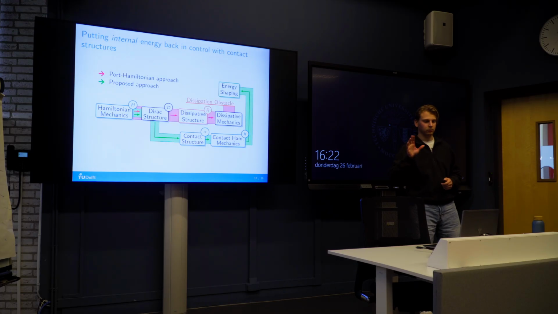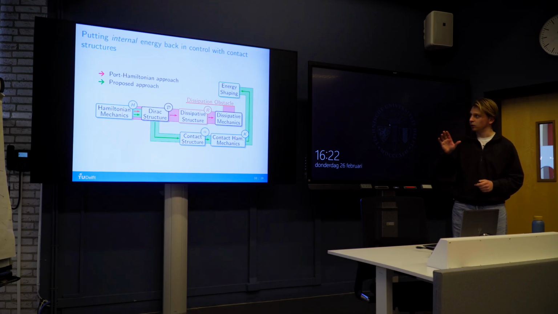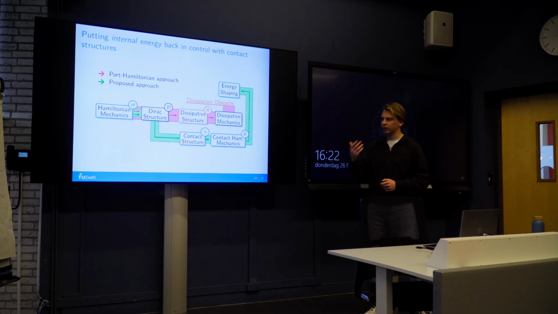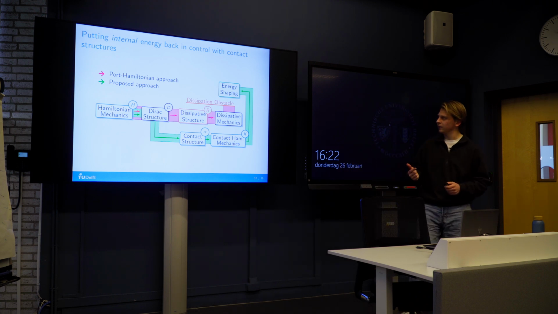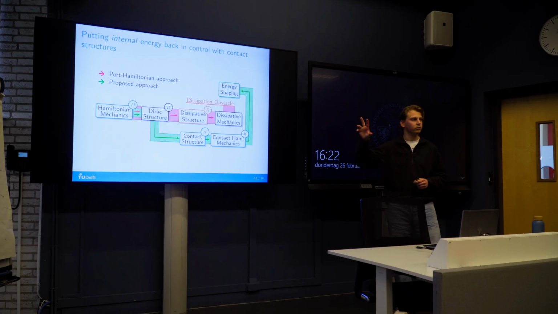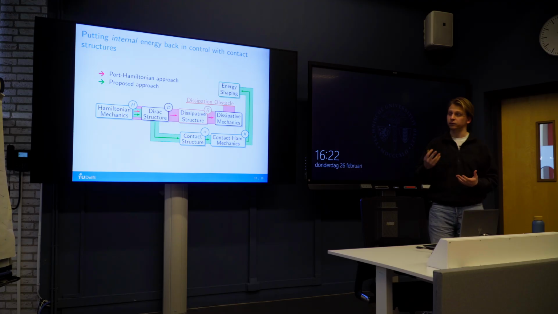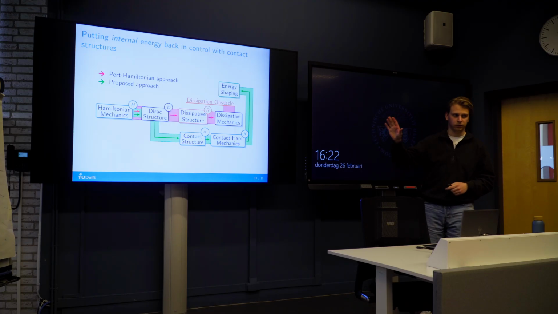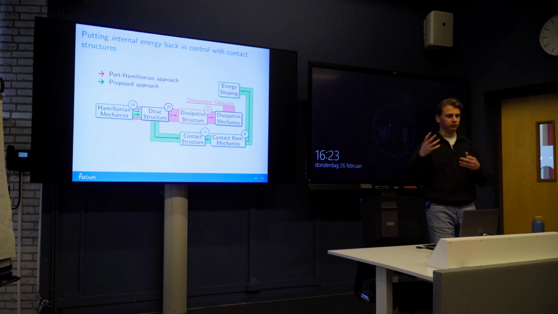And the way we are going to solve this is we are going to put internal energy back in control. And we are going to do that with contact structures. So in the red, you can see the flow that the port-Hamiltonian literature right now is taking. They start with Hamiltonian mechanics, they add a Dirac structure, then they go to this dissipative structure, the R matrix that corrected things, and they are able to model dissipative mechanics, but they cannot do energy shaping. What we are going to do is we're going to use Hamiltonian mechanics, also the Dirac structure, but we are going to build something called a contact structure. And that will take care of the dissipative laws.